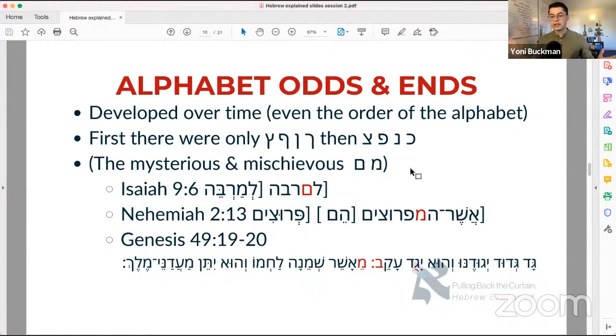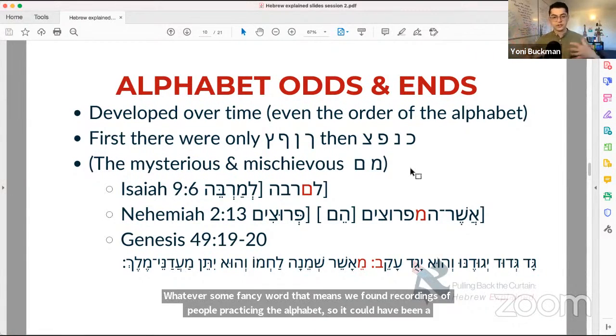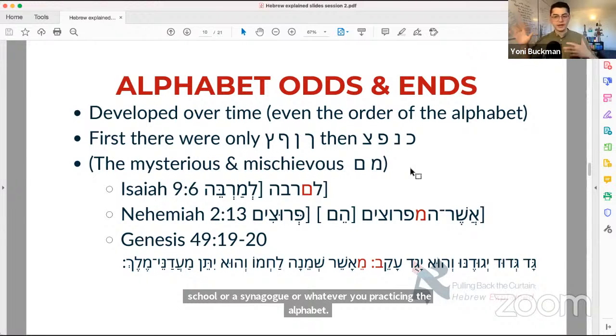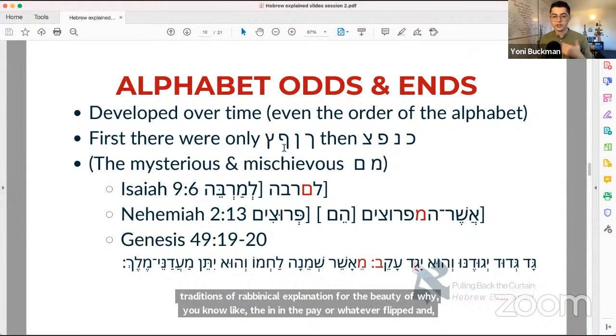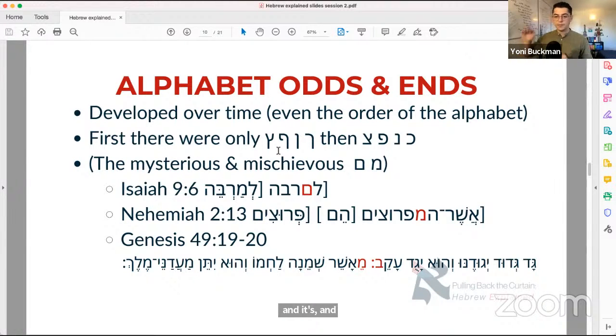And there are brilliant traditions of rabbinical explanation for the beauty of why the ayin and the pei or whatever are flipped, and there's something to that. It's also worth noting that at different times in history, the order of the alphabet itself was still changing. We talked last week about how there were originally only these sofit letters, these final letters. The descender was becoming a little bit much, and so they kind of bent the tail over, and then you got what we would consider normal letters that appear anywhere in the word.